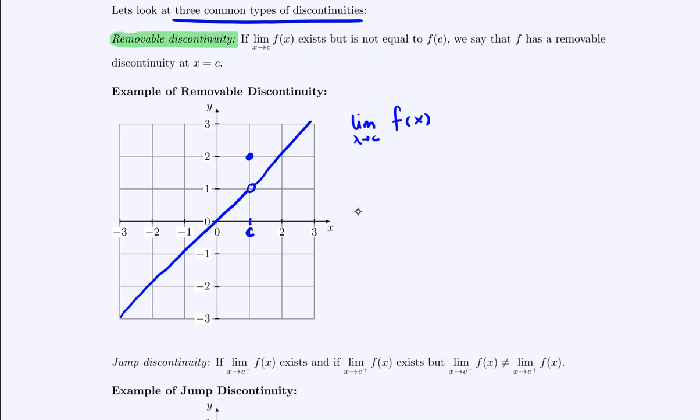In fact, if we look at the limit as x gets closer and closer to c, we see the output values are getting closer and closer to 1, so our limit equals 1. The function has a value at c, it is 2, but we see that these two things are not equal. So if the limit exists but it's not equal to the function value, then it has a removable discontinuity.